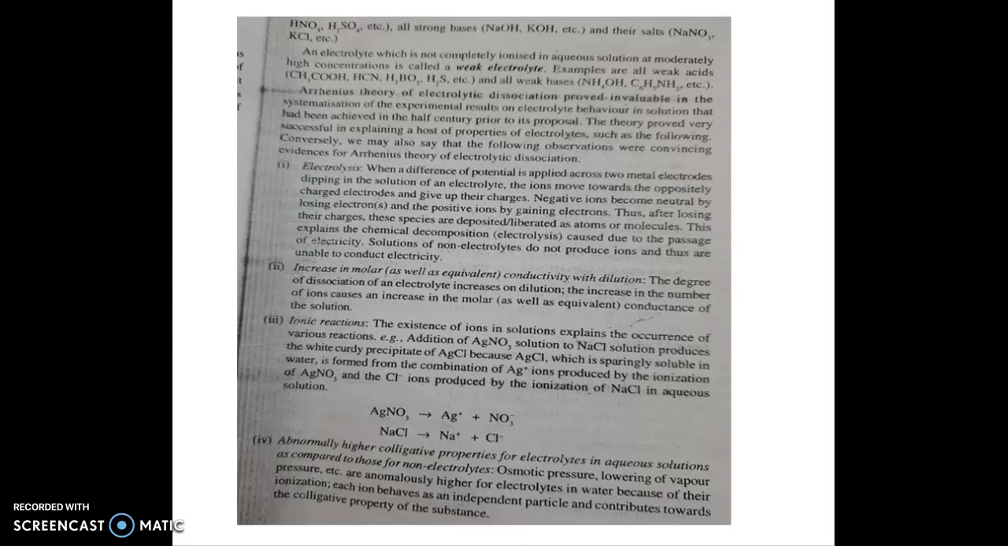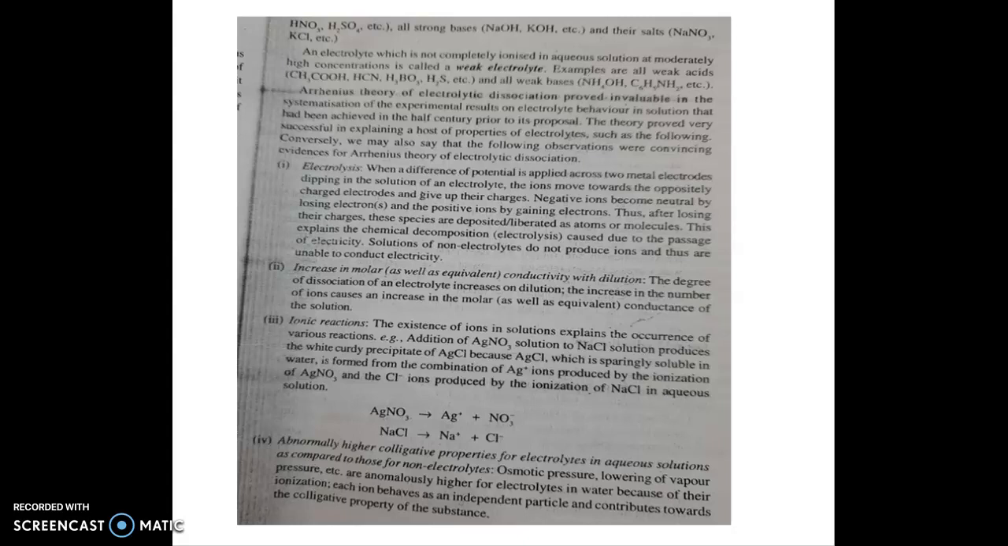The following facts can be explained by this Arrhenius explanation of electrolytic dissociation. The first one is electrolysis. When a difference in potential is applied across metal electrodes dipping in the solution of an electrolyte, ions will move towards the oppositely charged electrodes. These ions are formed by the dissociation of the electrolyte. So we can say that it obeys the electrolytic dissociation theory of Arrhenius.